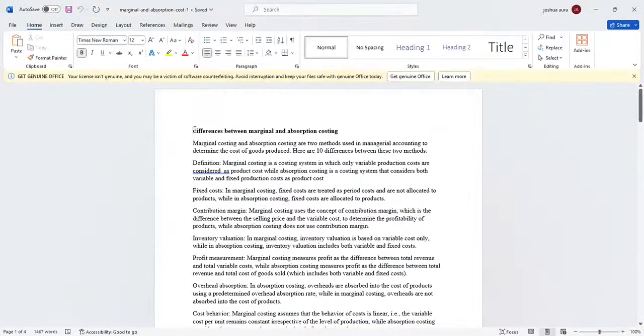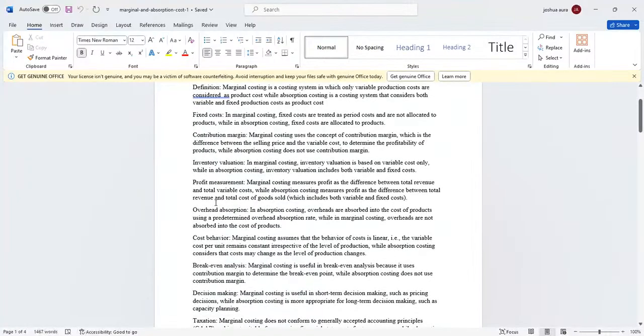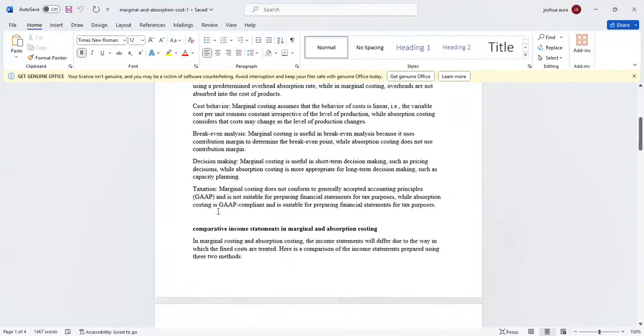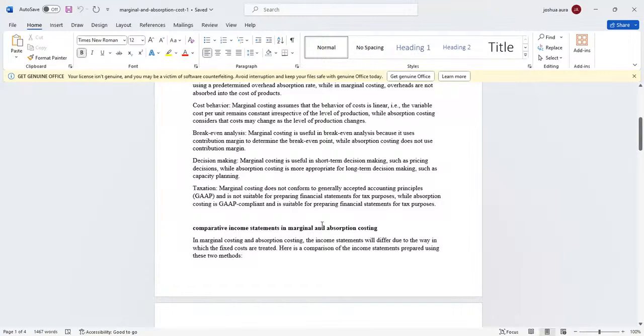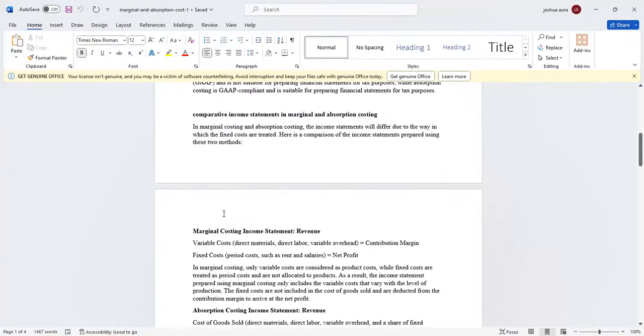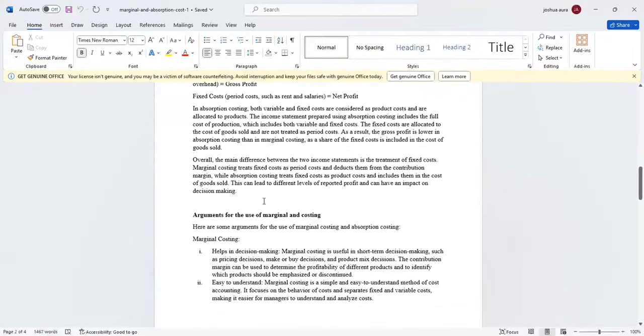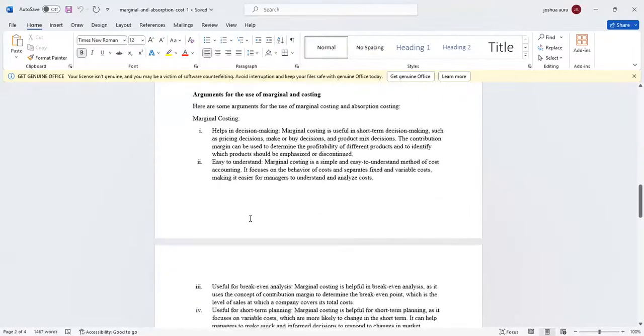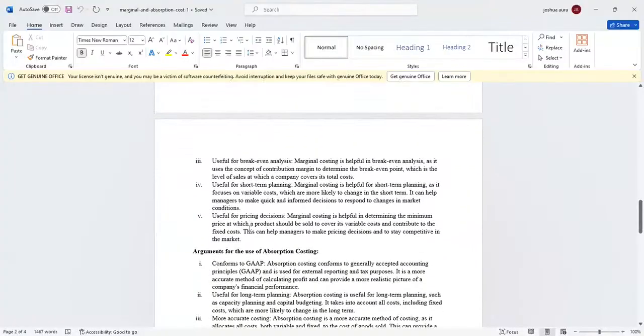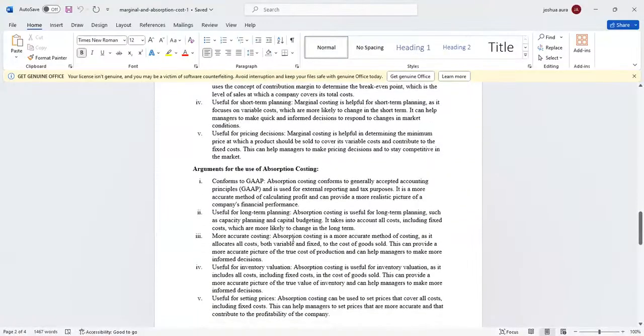You are being told to give the differences between marginal and absorption costing. Those are the differences that we have there based on definition, contribution margin, inventory valuation, comparative income statements in marginal, the structure, the components, all these are there. Arguments for the use of absorption costing, we have them there.